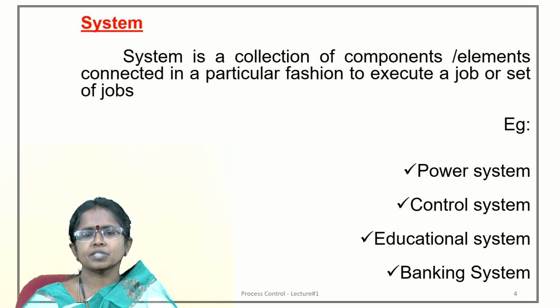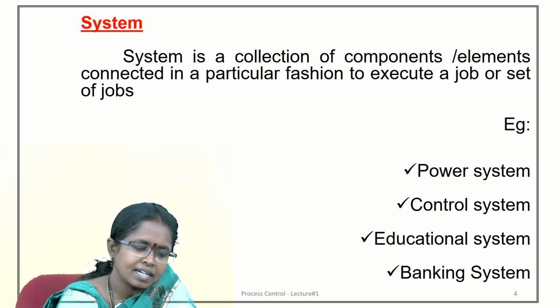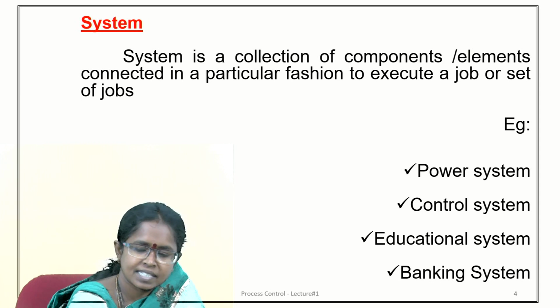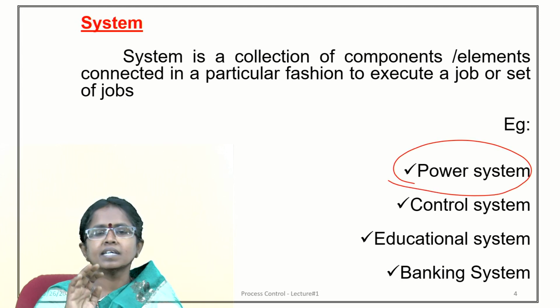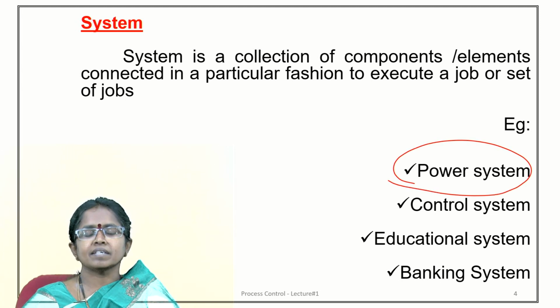So, first we must know what is meant by a system. A system is a collection of components connected in a particular fashion to perform a specific function. A number of components connected in a sequence to perform a specific function is called a system. For example, you can say that the power system can be called a system. I will tell you why.